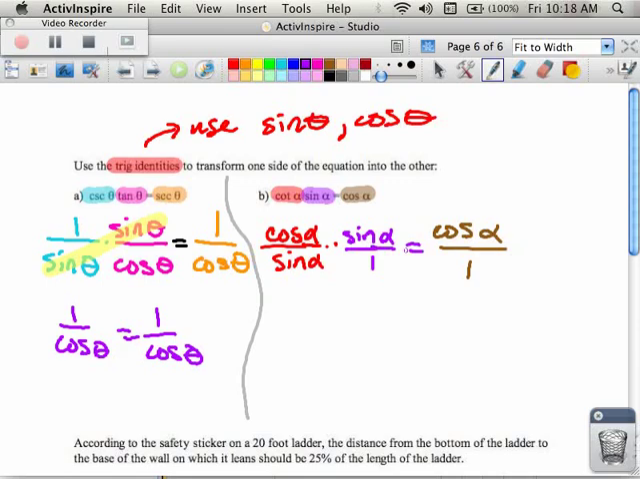And in this one, just like the previous one, you notice that something reduces, the sines reduce. And in the final answer, you end up with the cosine of alpha equals the cosine of alpha. And again, all you're doing is proving that this is a true statement, even though in the beginning it doesn't look true.